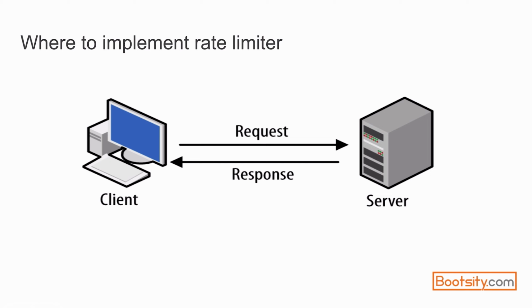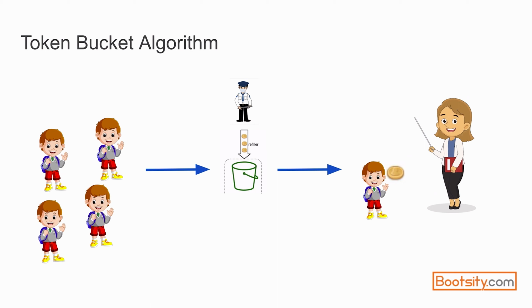API gateway is something which can be used to implement authentication, throttling, or serving static content to the client. So let's see how we can implement the rate limiter on our API gateway. Now let's dive deep into the different algorithms that we have. So first one is token bucket algorithm.